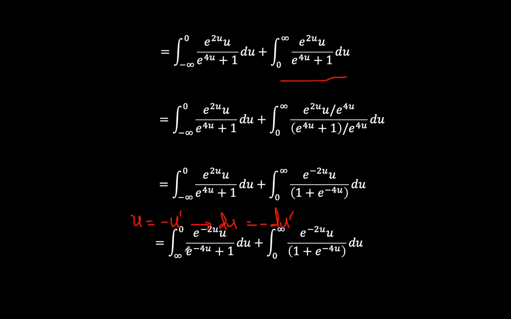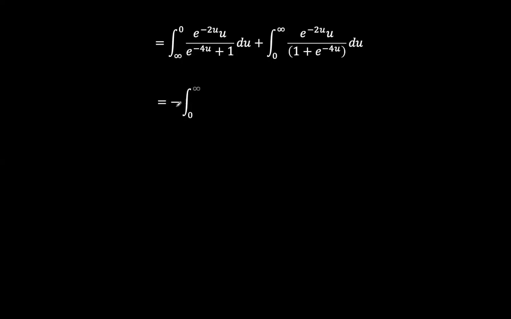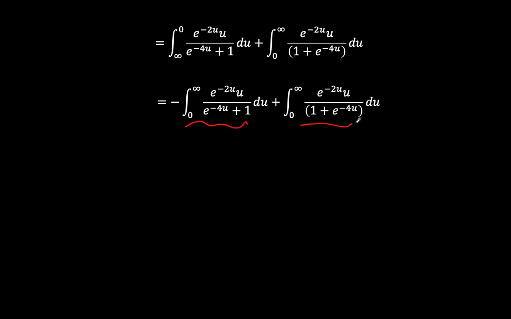Now when we flip the limits, then we have to attach a negative to this side. So now we do have this integral, which is the same as the other integral but opposite in sign. So this and this would cancel out, right? And that means that the answer is 0. So that's the answer for this very interesting problem.